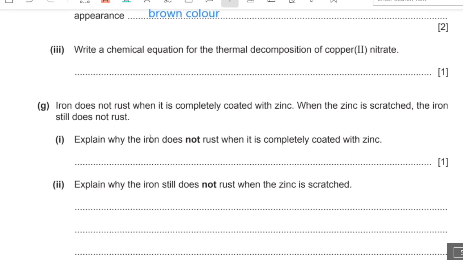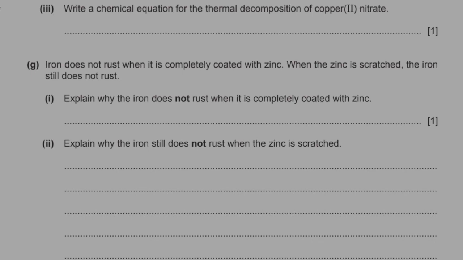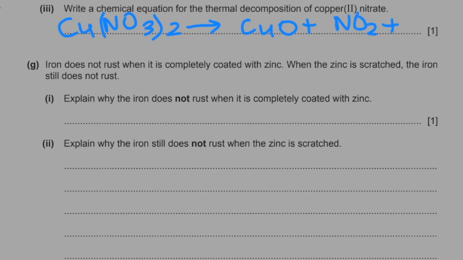Three, write a chemical equation for the thermal decomposition of copper nitrate. Alright, so you just have copper nitrate, and since copper has a charge of 2+, I'm going to put brackets around the nitrate ion. And then we have copper oxide, nitrogen dioxide, as well as oxygen. And you need to balance the number of atoms on both sides.